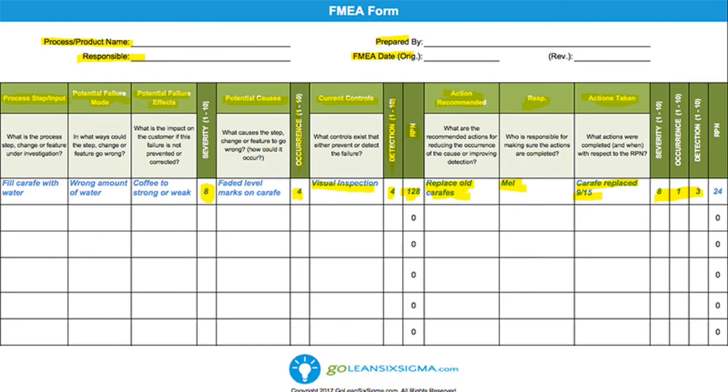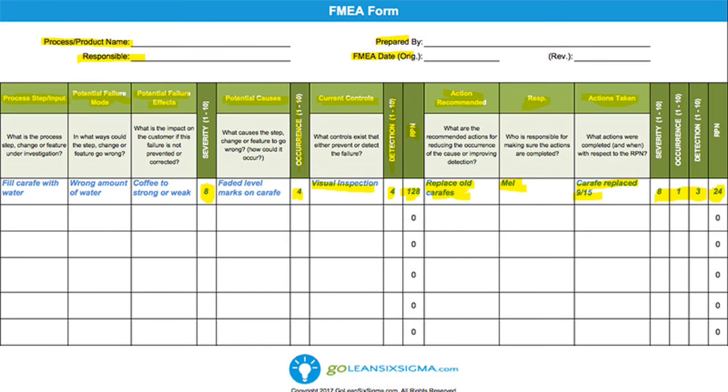And so this time we have an 8, right? If we have the wrong amount of water, it's still going to be a level 8 severity. But now, because we've replaced everything with new glassware, the likelihood of this happening is only a 1. So instead of a 4, it's only a 1 now, and we're more likely to detect it because the marks are going to have longer to fade. We'll be able to catch them. And so now we have a new risk score.